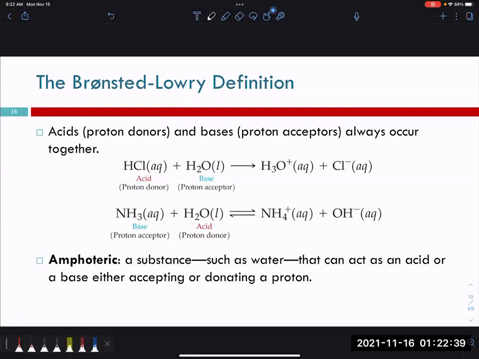So acids and bases always occur together. If we have some acid, it has to donate a proton, and if it's going to donate a proton, there needs to be a proton acceptor. For HCl, HCl is the acid, water is the base. For ammonia, NH3, ammonia is the base, and water is the acid. Water is special because it is amphoteric, which means it can act as an acid or a base. So water can be either.